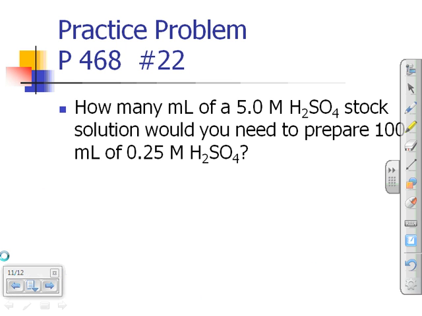Let's take a look at another practice problem. You can try to figure this one out. Again, stop the video and try to figure this one out yourselves. It says how many milliliters, V1 is equal to question mark of a 5.0 molar solution. M1 is equal to 5.0 molar.